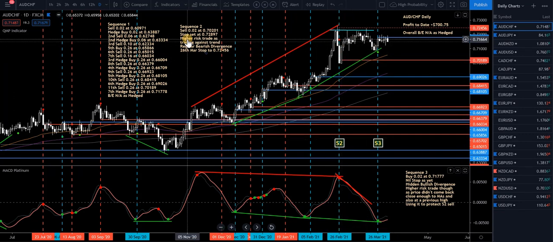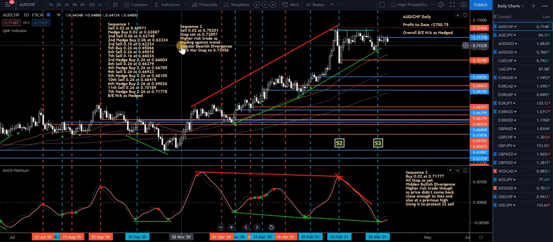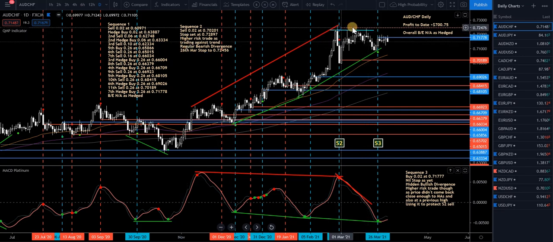That's sequence 2, that's that sell there. There's a high risk trade also. My stop loss is just above the highs here. So I took this buy here just to hedge against that sell.